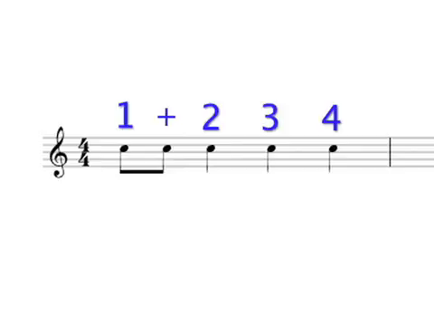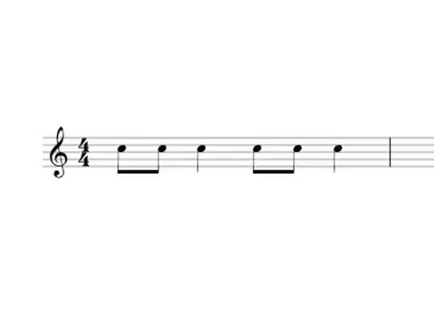Let's try something a little more challenging. 2 pairs of eighth notes. Okay, do you know where to put the numbers? This would be 1 and 2, 3, and 4. Remember, the first eighth note always gets the number. The second eighth note is called and. Here it goes. 1 and 2, 3, and 4. Say it with me. Ready, say. 1 and 2, 3, and 4.